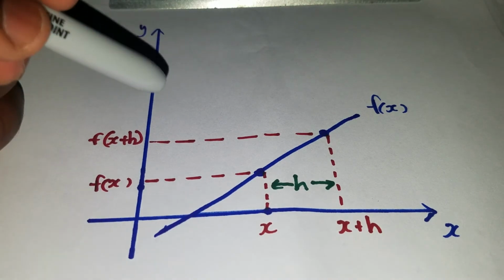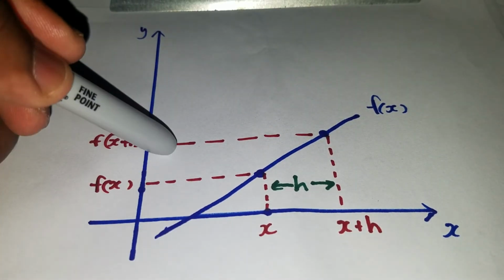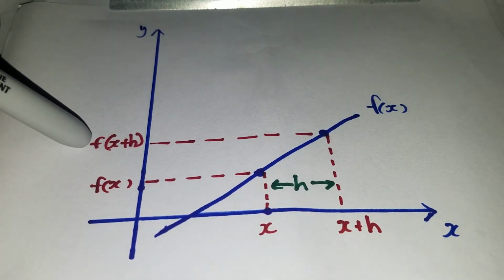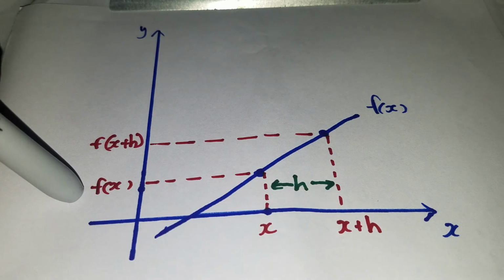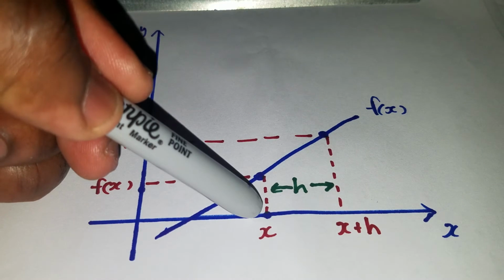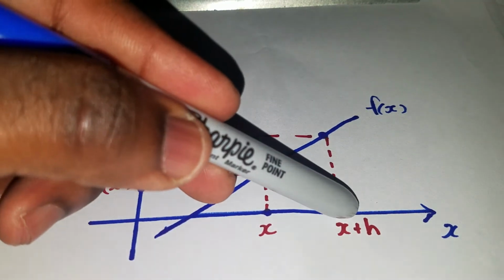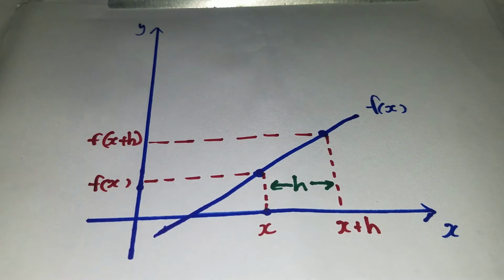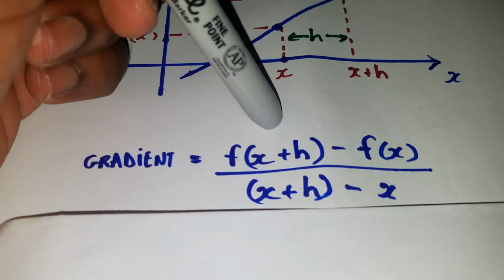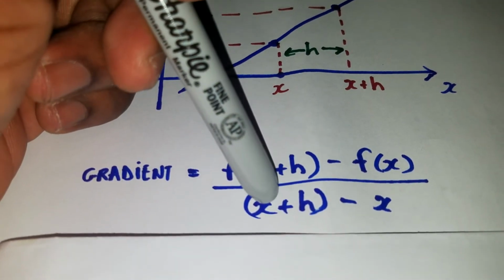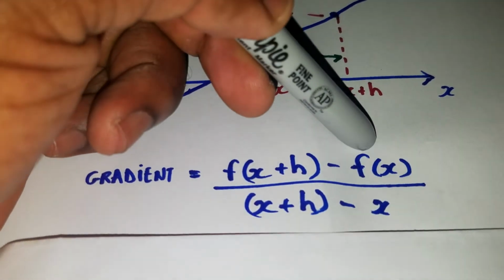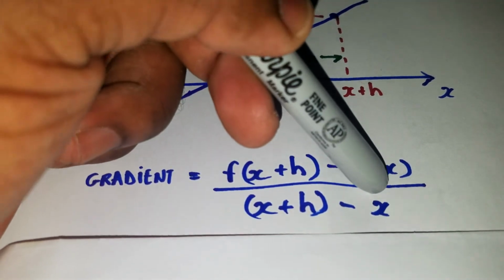So what's going to happen is that in order to find the gradient, it will be the vertical rise over the horizontal run. So it will be the difference between f of x plus h and f of x divided by the difference between x plus h and x. So we're going to minus these two and divide it by minusing these two as well. And then we're going to have this as the gradient: f of x plus h minus f of x divided by x plus h minus x. This is basically the same thing as saying y2 minus y1 over x2 minus x1.